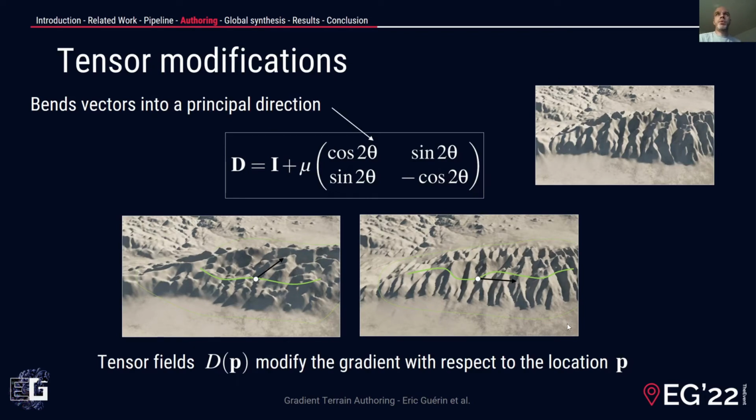Because the gradient representation is a vector field, we can modify it using 2D tensors. A 2D tensor will tend to bend the gradient in a given direction, guided by a theta angle that you can see here in this equation. As you can see, this has the effect of orienting the slopes in a given direction. Note that the tensor can vary depending on the position, guided, for example, by a user brush stroke.